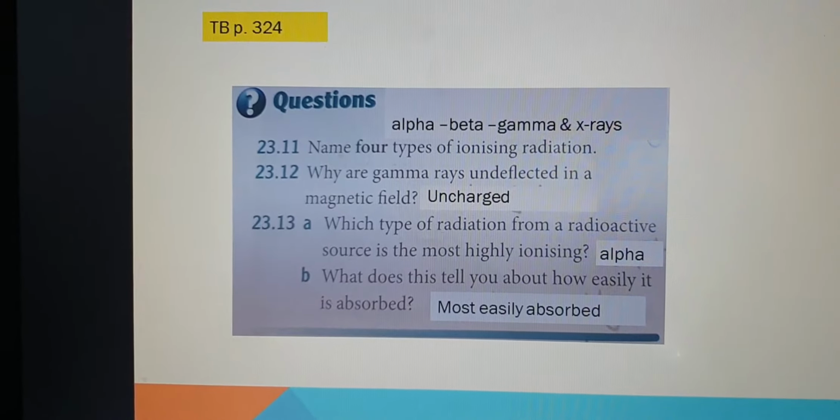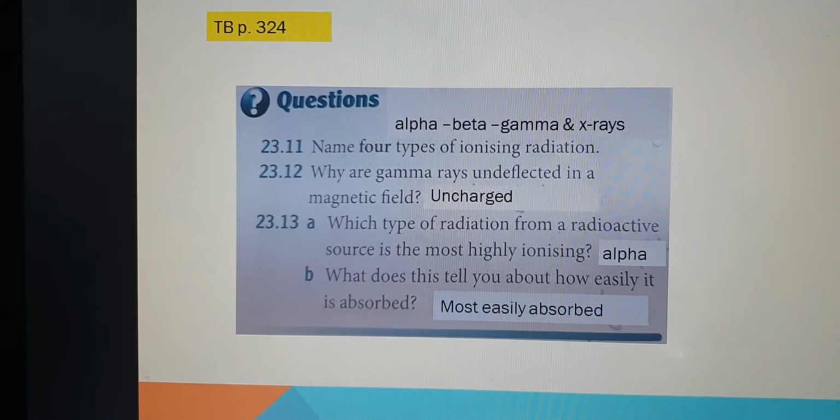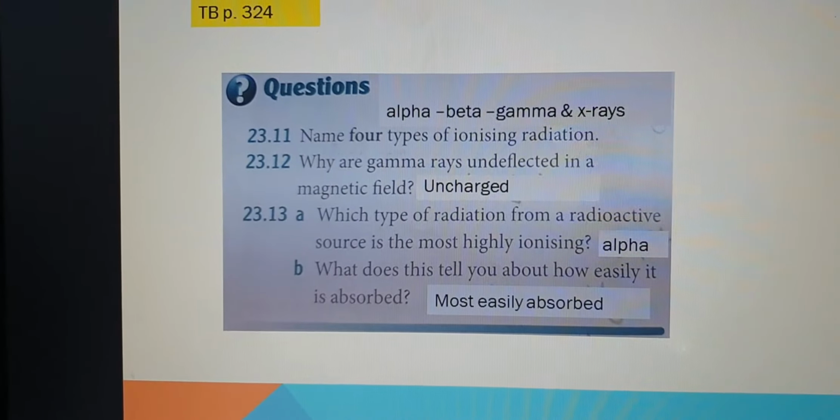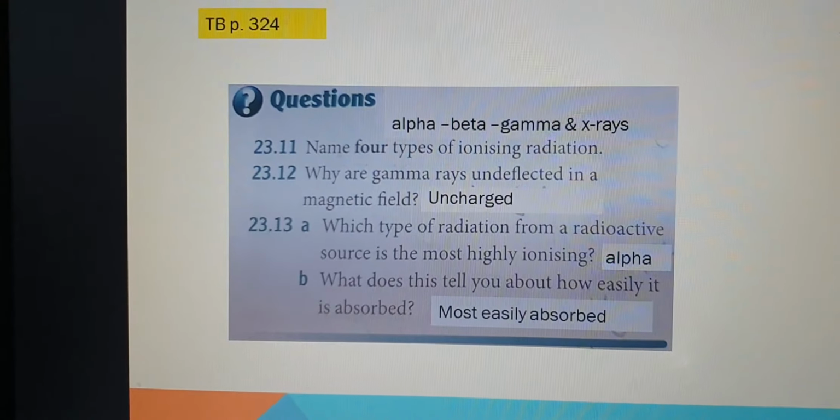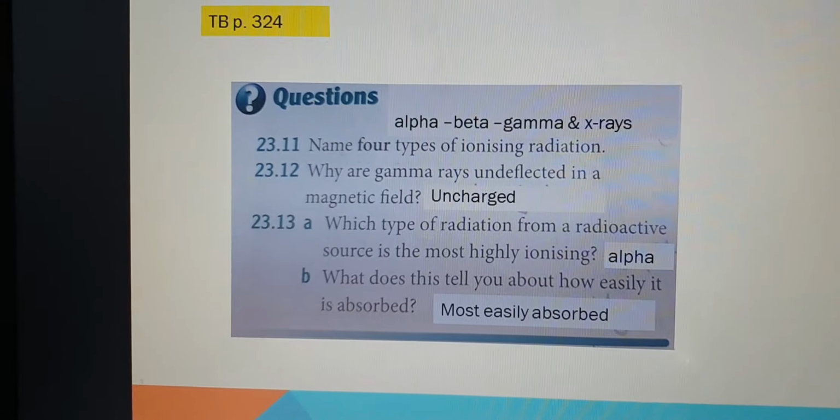23.12. Why are gamma rays undeflected in a magnetic field? Because gamma rays are uncharged radiation.